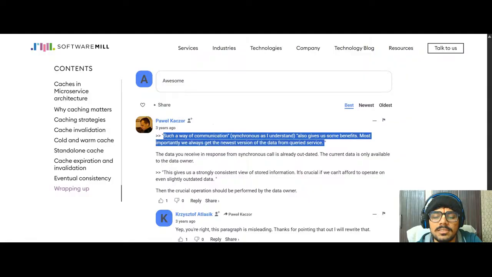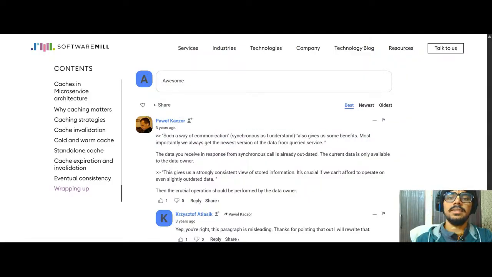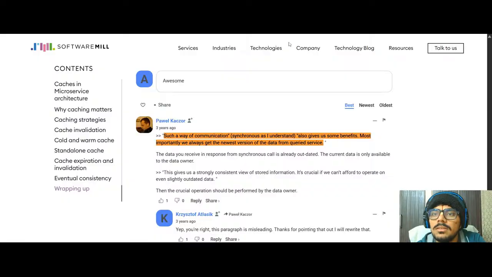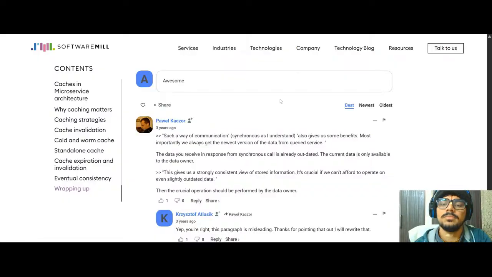Let's have a look over there. This sentence, I just found it. Synchronous. Oh, come on, spelling is wrong, I guess. Misspelled it.